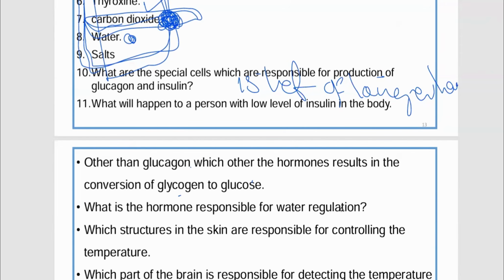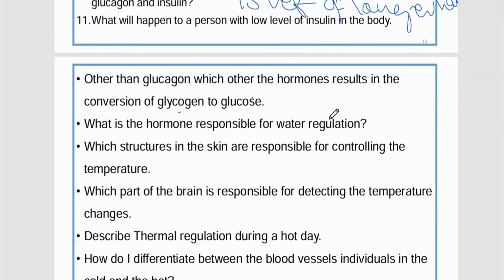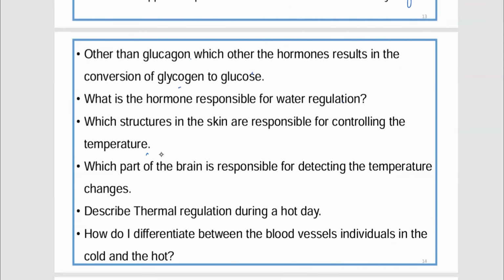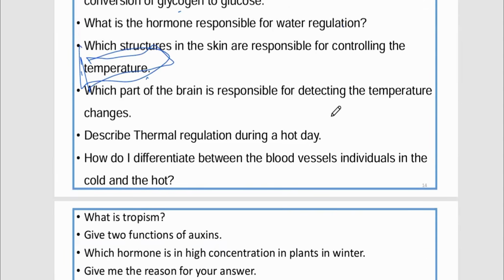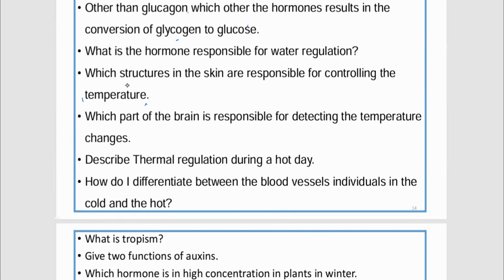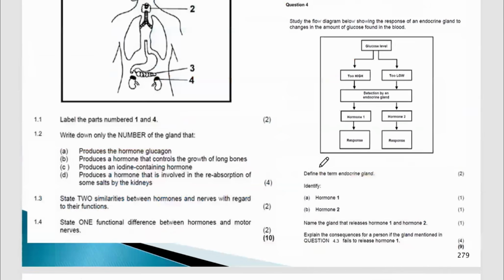What is the hormone responsible for water regulation? That is ADH. Which structures in the skin are responsible for controlling temperature? That is the sweat gland and the blood capillaries. The capillaries, we're going to see them. So let me stop here on temperature. As I told you, they are closing the building now. So the structures in the skin which are responsible for controlling temperature are the sweat gland and the blood capillaries.